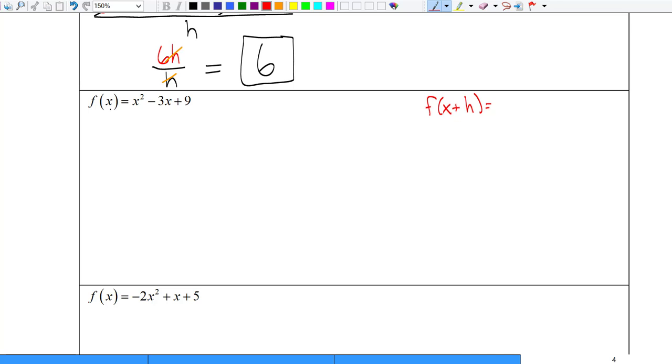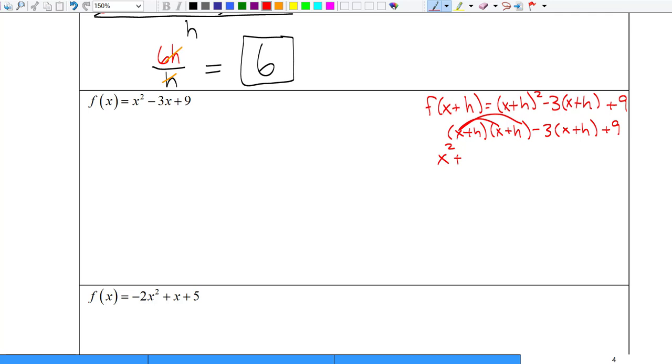Notice I have a quadratic problem instead of linear, so it's a little bit trickier. So we have x plus h squared minus 3 times x plus h plus 9. So that's x plus h times itself. Whenever you have a binomial times itself, you really need to write it out twice because it means multiply it by itself. Then when you distribute, you won't forget that middle term. Sometimes people try to take the 2 and distribute it to both, and you're going to make a mistake there. So write it out twice, and then FOIL or double distribute.